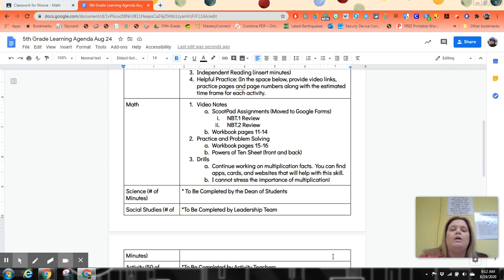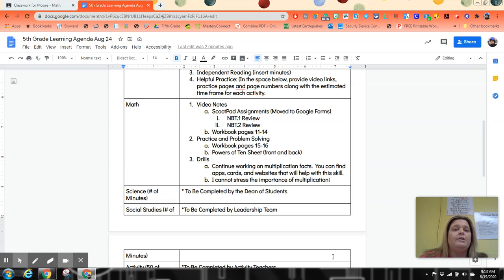For your video notes, on your paper that you got, your packet, it says ScootPad, and it says ScootPad.com. Ignore that. I moved it to a Google form. It's just going to be a whole lot easier and better on both of us. So we're going to do a review on the Google form. It's on the first 2 standards we've gone over, and I just want to see where you're at. And we're going to be doing workbook pages 11 through 14.